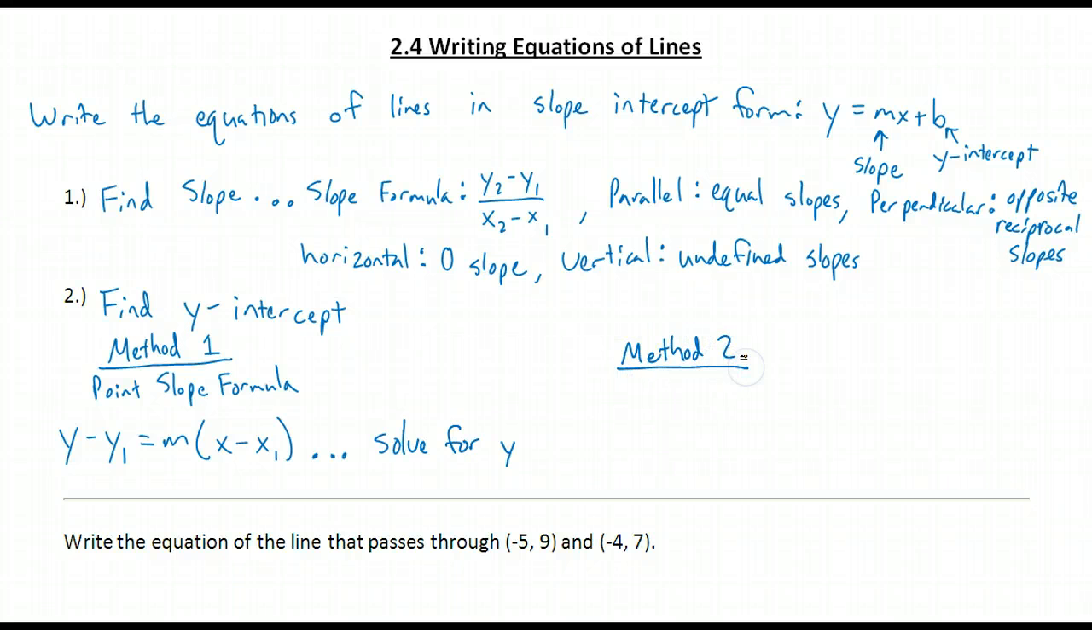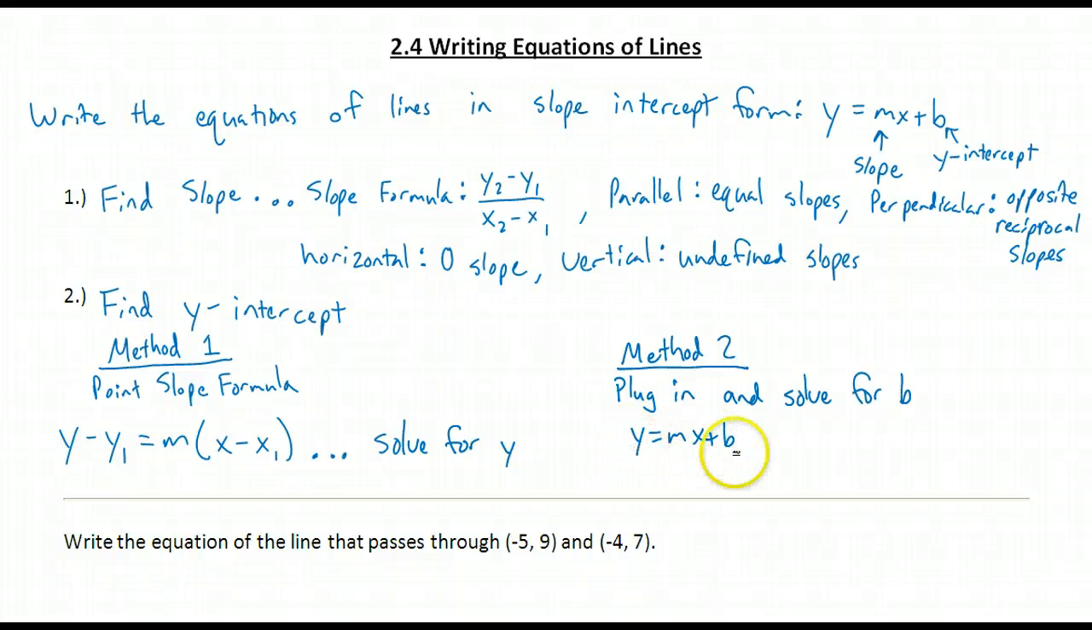Method 2. Plug in and solve for b. And what do I mean by plug in and solve for b? Well, we're going to take the equation y equals mx plus b, and we're going to plug in the slope that we just found from step 1, and we're going to plug in an x value and a y value, and then solve for b. After we've solved for b, we need to write the equation.